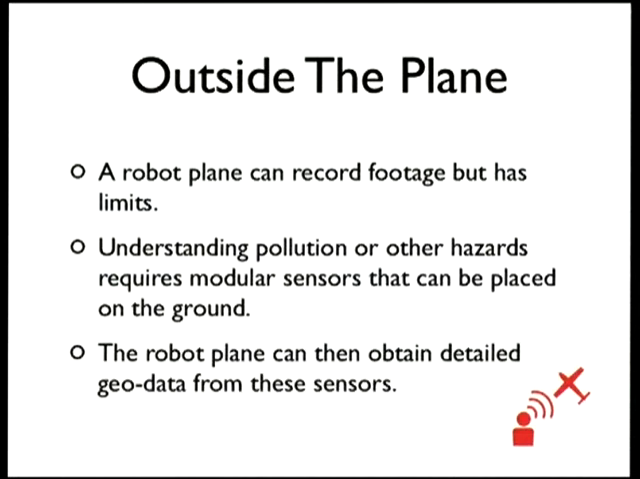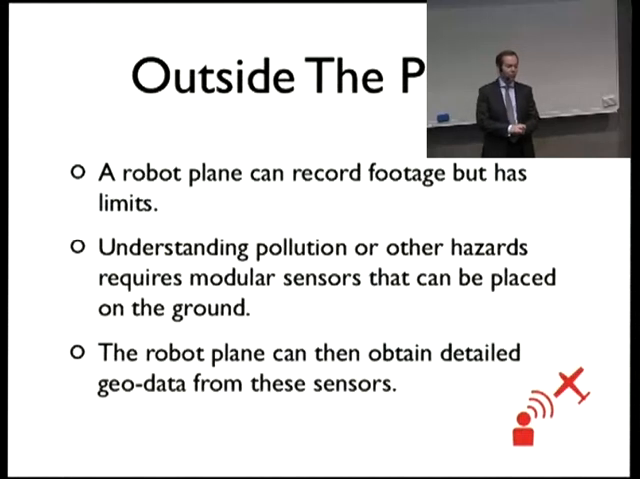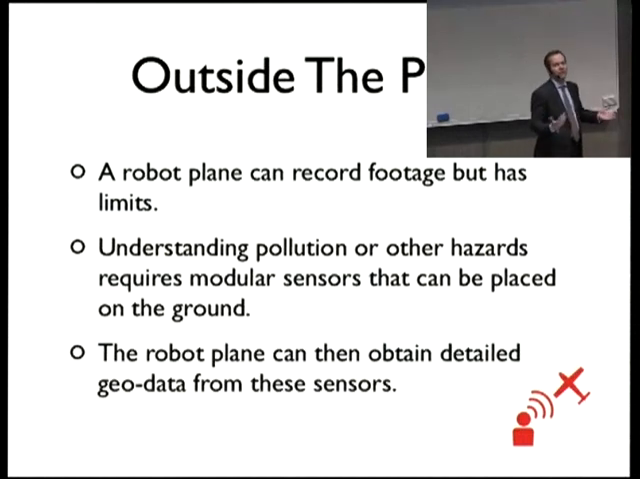Outside the plane, the aircraft is very capable. It can do all kinds of interesting things like mapping and carrying cargo, but it's useless in some other aspects, like a plane trying to tell you what the weather is like on the ground or the radiation on the ground. Not going to happen. So we had to think through that problem. We wanted to understand what the pollution was, what the danger was in disaster zones. So we also needed to think about sensors.